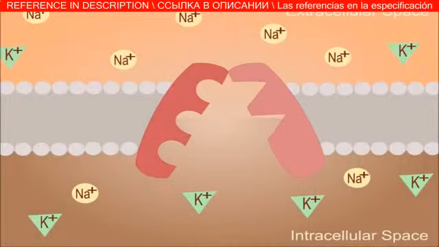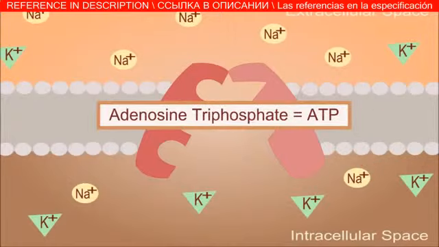The sodium-potassium pump is responsible for maintaining the electrical charge inside the cell and keeping the cell's resting potential by pumping out sodium ions and pumping in potassium ions with the help of adenosine triphosphate, also known as ATP.